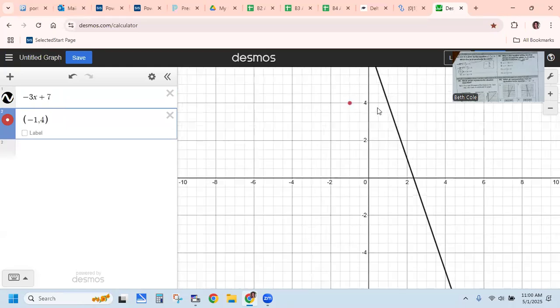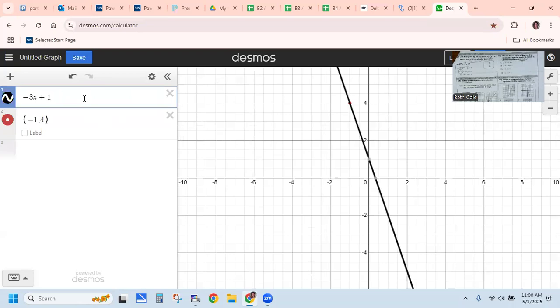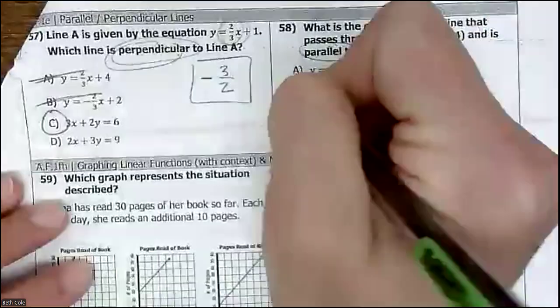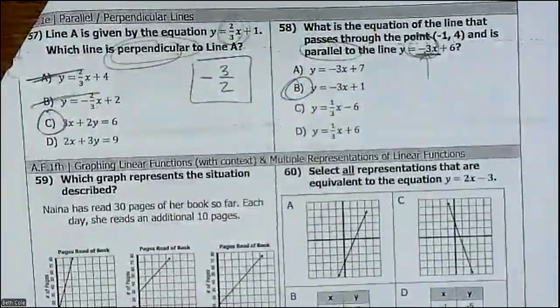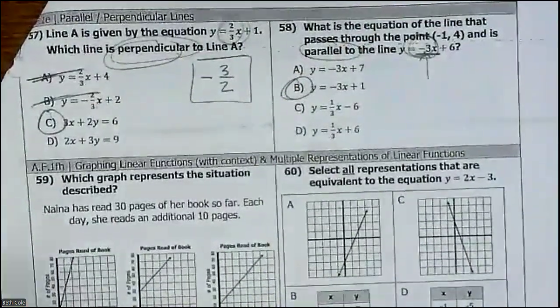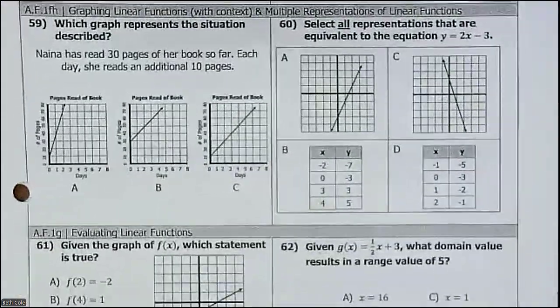Let me hit home and see if it does. Does it go through that point? Sure doesn't. All right, the next one is plus 1. Oh my gosh, does that go through that point? Hey, that's your answer. B, as in brave, as in barbecue.